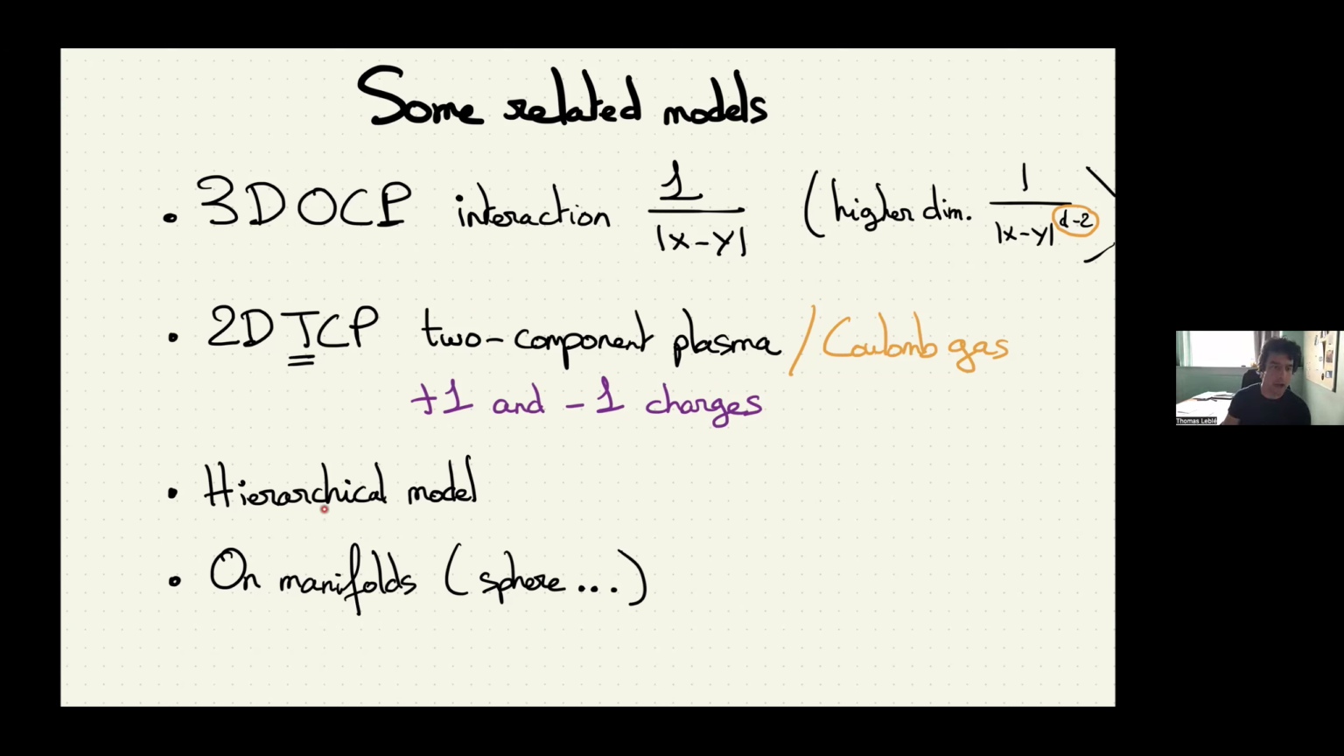There are things called hierarchical models. I won't go into the details. If you know what a hierarchical model for spin systems is, it's kind of the same, but with point charges. And if you don't know, that's fine. I won't talk about it anymore. And of course, instead of placing yourself on a disk, you could want to work on a sphere so you don't have boundary effects, or on a more general manifold. But I will stick to the disk.